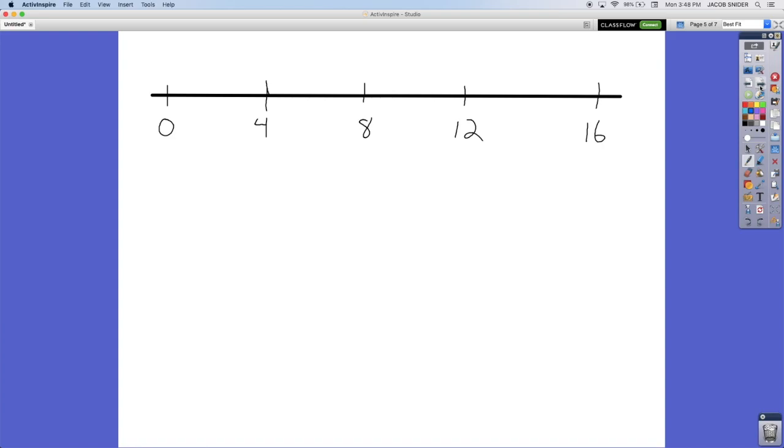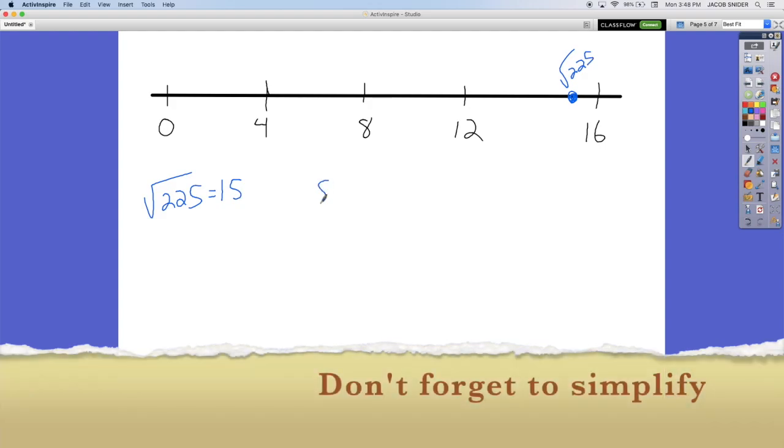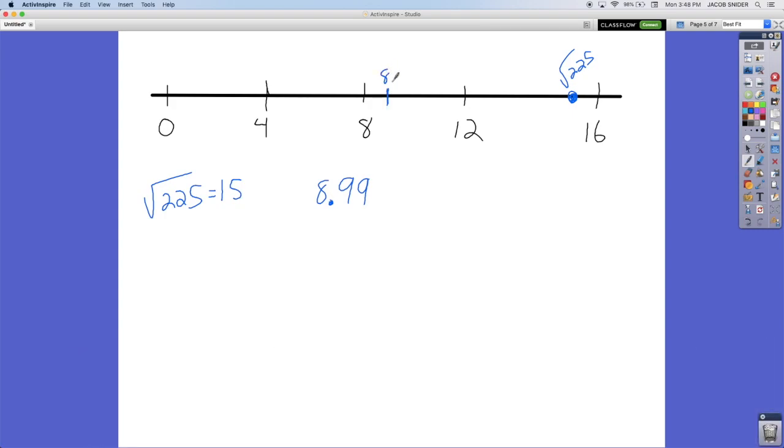Okay, here, let's work on our perfect square roots a little bit. Let's go square root of 225. What does that equal? You remember? Square root of 225? 15. There we go. Let's put it on the number line. 15. A little bit less than 16, right? Okay. Let's do another one. Let's do $8.99. Think about it. I have 8, 9, 10, 11 here. So let's go a little bit more than 8. Let's go 8.99.